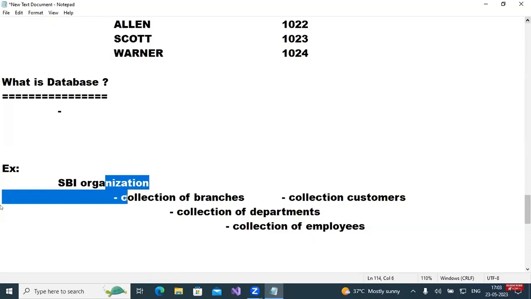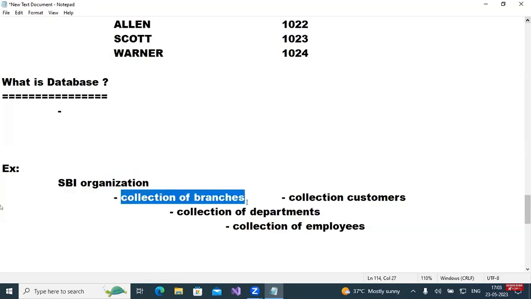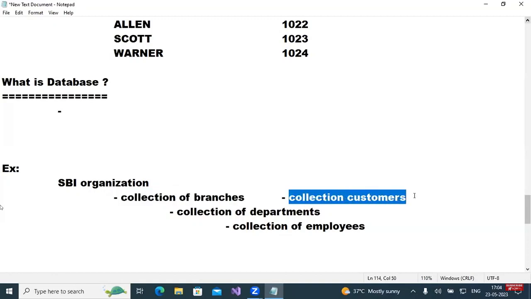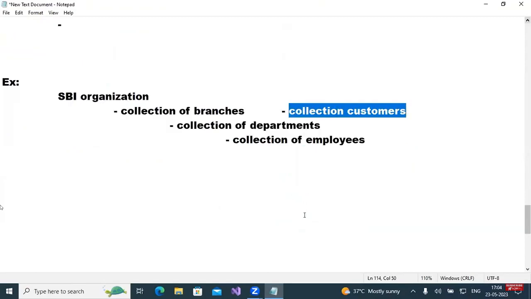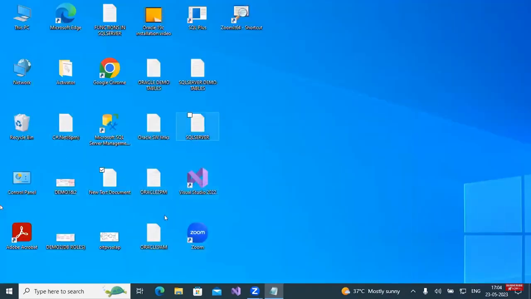Because, as I said, an organization is a collection of branches. In each branch, some customers will be there. So some customers in Amirpet, some customers in Sanat Nagar, some customers in High Tech City, like this. So that means in every branch, some group of customers are interacting here. This is what we call the SBI organization details, for example. So then what I want to do now for this requirement purpose, I want to go.